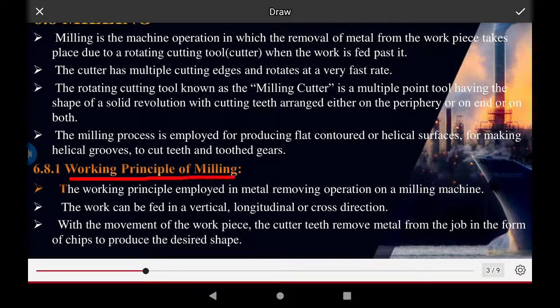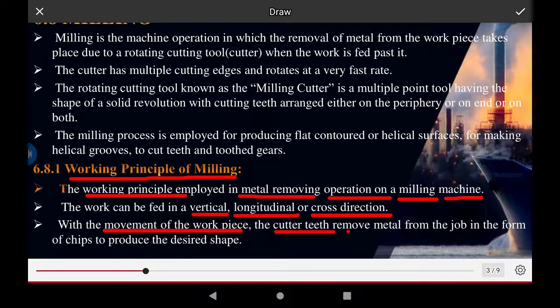Working principle of the milling machines. The working principle is employed in the metal removing operation of milling machines. The work can be fed in vertical, longitudinal, and cross directions. With the workpiece mounted, the cutter teeth remove metal from the job in the form of chips, producing the desired shape.